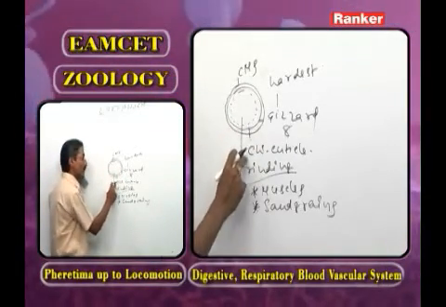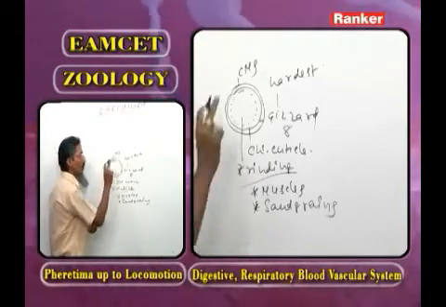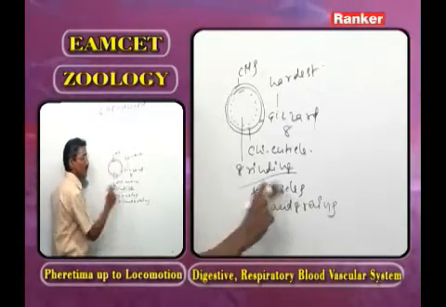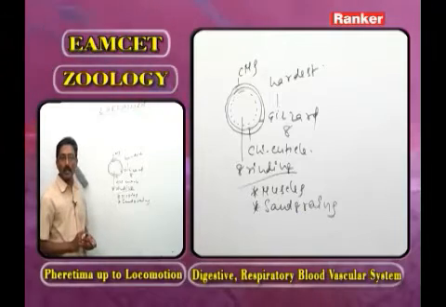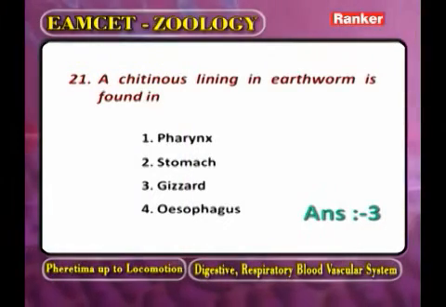Here what function is going on? Grinding. What are responsible for the grinding? One is muscles, the second one is sand grains. Now here what is the answer? The third answer, that we call the gizzard. Now let us move to the next question.